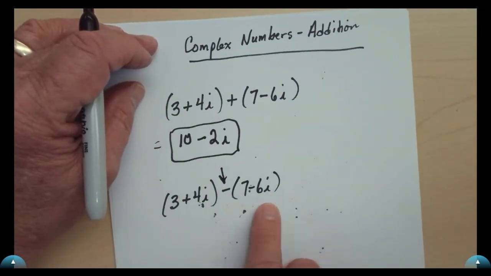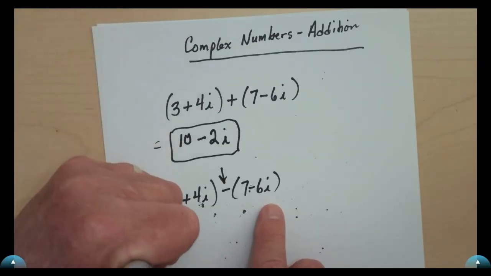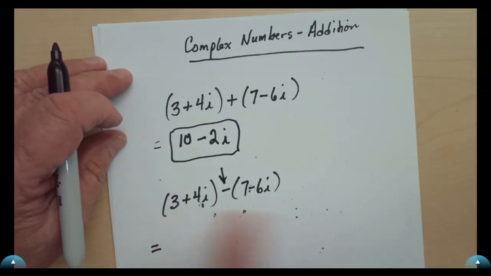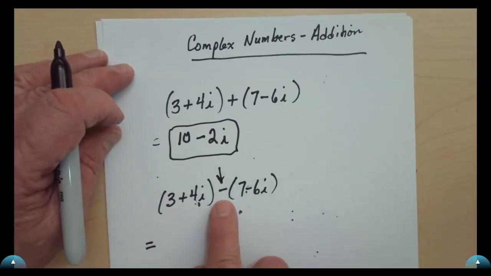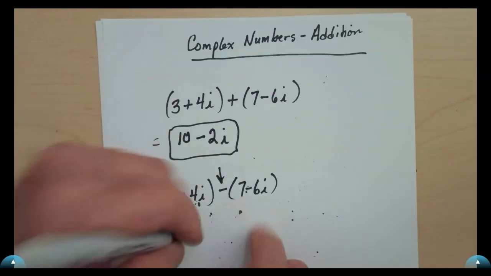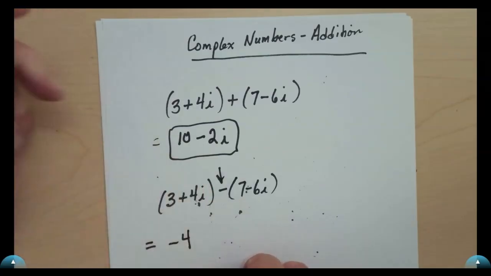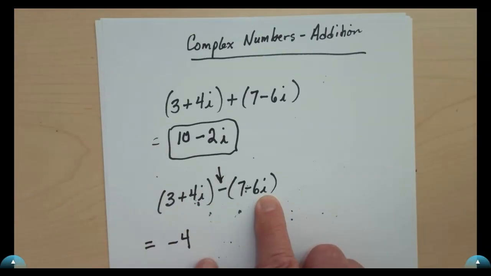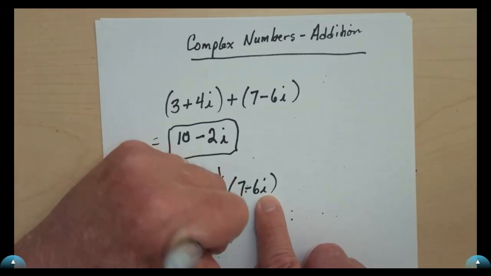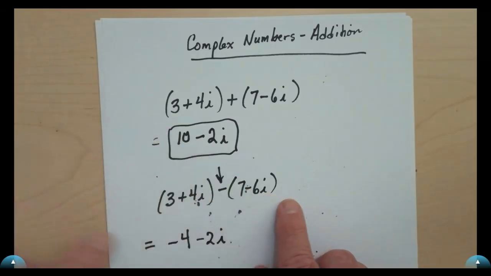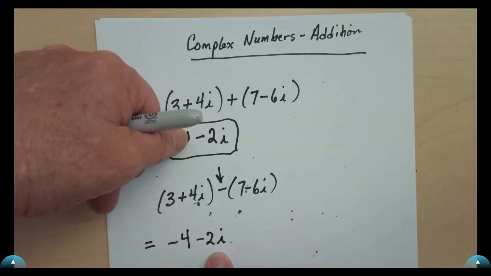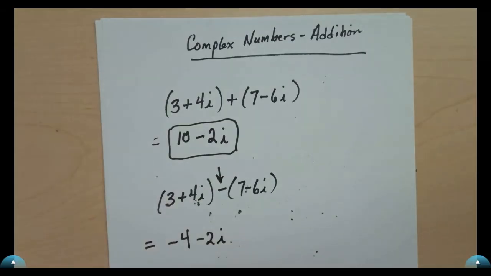Everybody aware of that? So there's more than one way to do this. You should do whatever works best for you. But you could say the real part first. 3 minus 7 is negative 4. Everybody with me there? But then here's where you've got to be careful, because I always have some students who go, okay, and 4i minus 6i is negative 2i. That's incorrect. Does everybody see that it would be incorrect to go 4i minus 6i is negative 2i? What did I miss there? What did I do wrong?